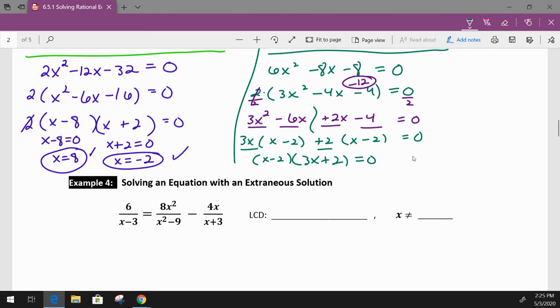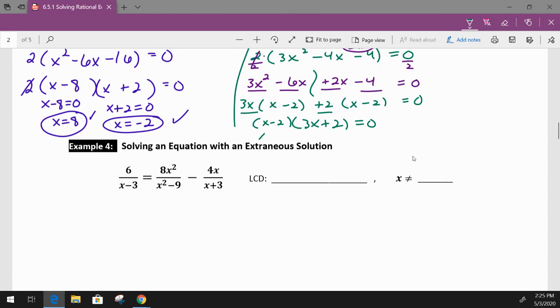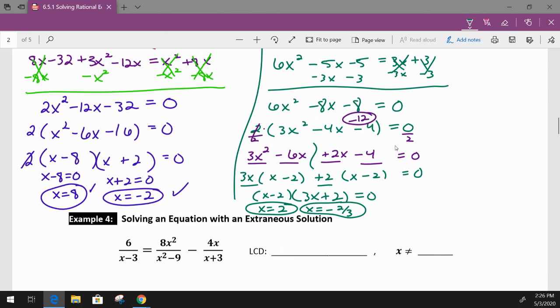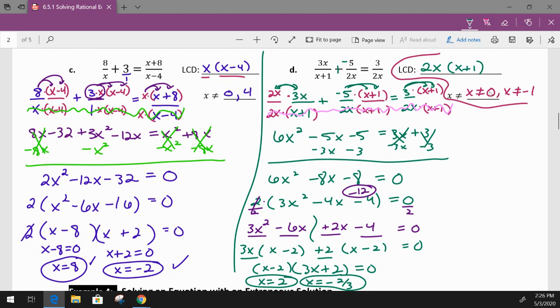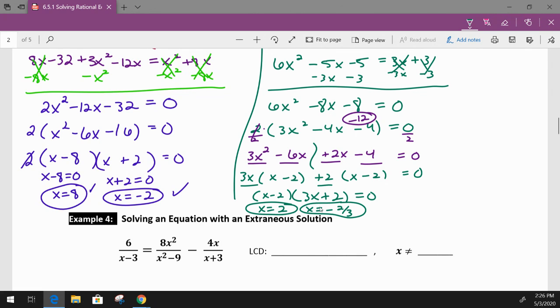So if we set each factor equal to 0, we would get x equals 2 for one of our solutions, and x equals negative 2/3 as our other solution. But before you move on, you need to check your undefined values. So looking back at the original, we said x cannot equal 0 and it cannot equal negative 1. Well, here we've got 2 and negative 2/3. So both of those are acceptable solutions.